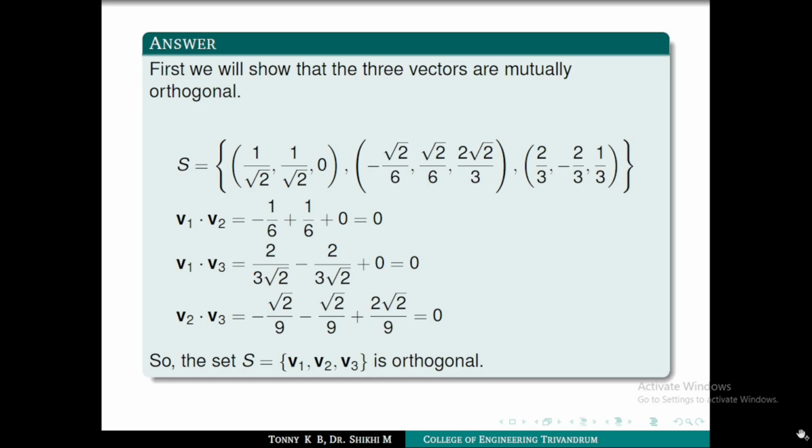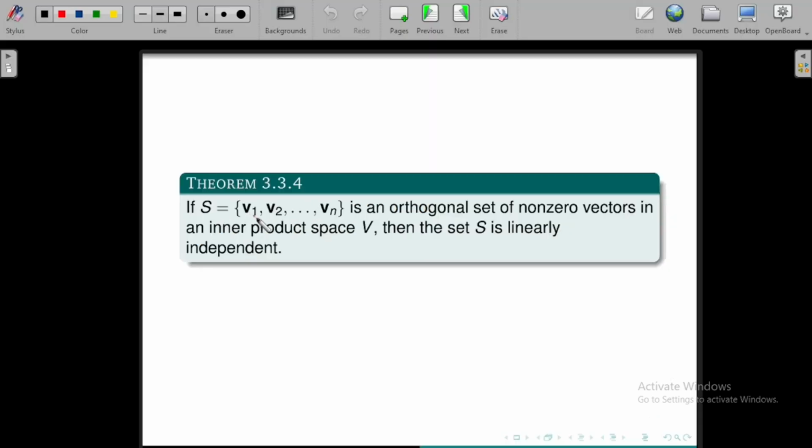Actually, in the next theorem, we will prove that if you have an orthogonal set of vectors, it will become automatically linearly independent. So for this problem, we do not need to check whether it is linearly independent. If the set is orthogonal, then it becomes automatically linearly independent. So let us go to the theorem. If S equals the set v1, v2, etc., vn is an orthogonal set of non-zero vectors in an inner product space V, then the set S is linearly independent. Before going to the importance of the theorem, let us have the proof of the theorem.